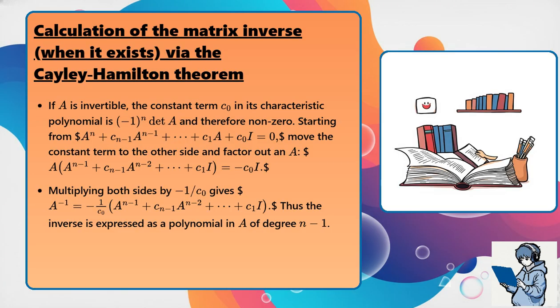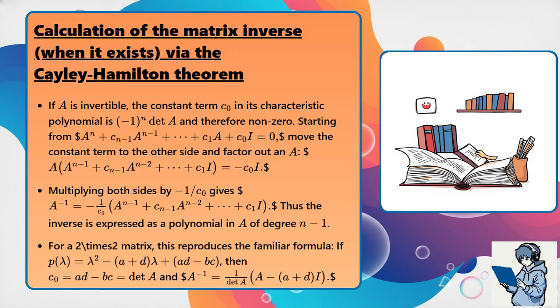Multiplying both sides by −1/c0 gives A⁻¹ = −(1/c0)(A^{n−1} + c_{n−1}A^{n−2} + ... + c1 I). Thus the inverse is expressed as a polynomial in A of degree n − 1. For a 2 by 2 matrix, this reproduces the familiar formula. If p(λ) = λ² − (a + d)λ + (ad − bc), then c0 = ad − bc = det A, and A⁻¹ = (1/det A)(A − (a + d)I).